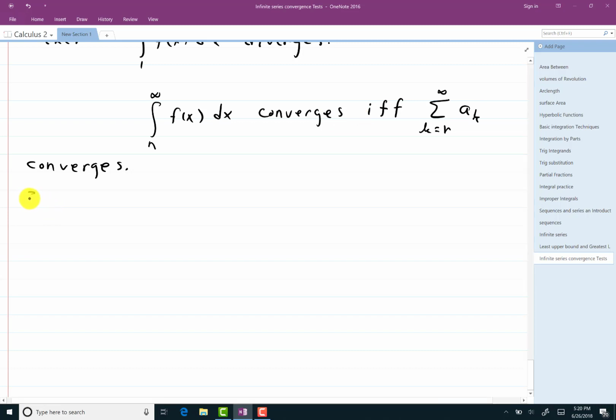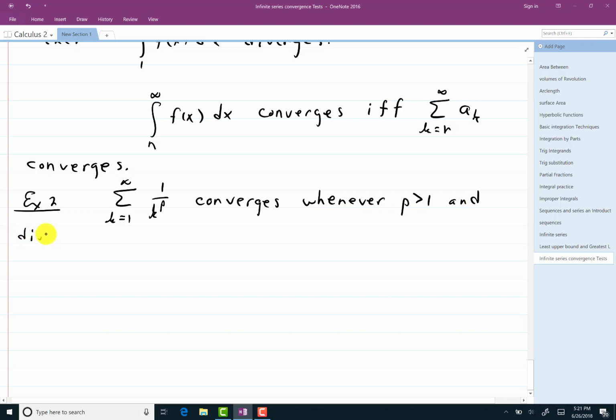Well, the first example, let's call this example 2. The series of 1 over k to the p. That's a p up there. Let me change it. Converges whenever p is greater than 1 and diverges for p less than or equal to 1. This is a test here. I should probably have not called it an example, but a test. This is the p-series test.